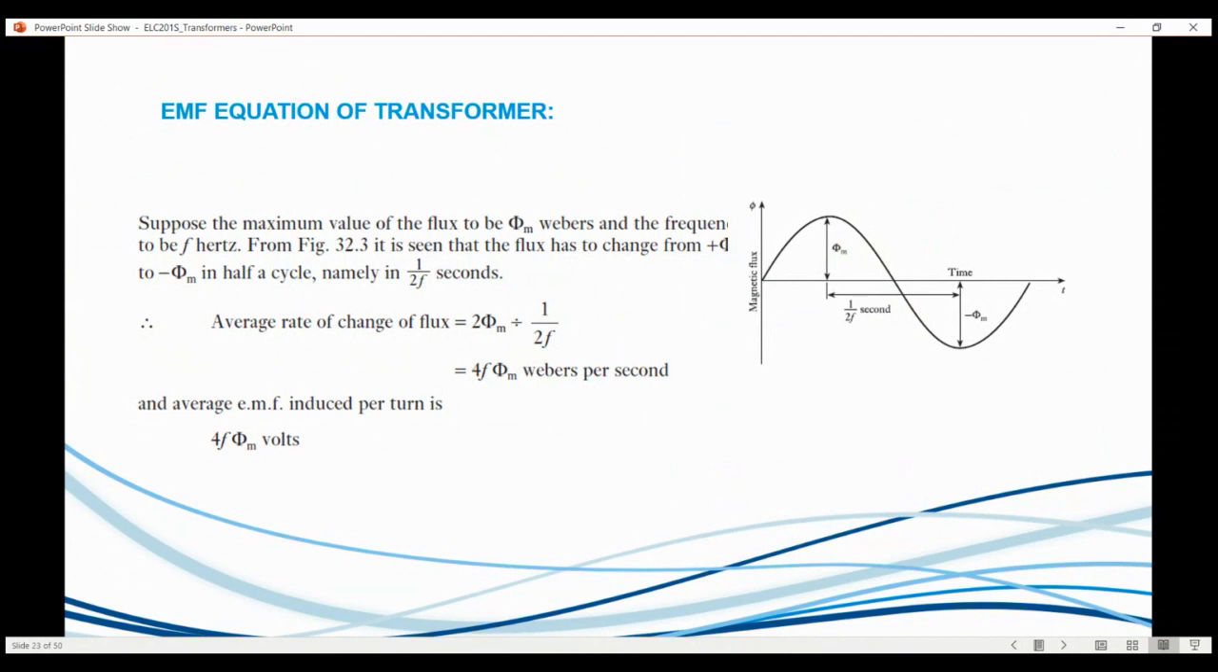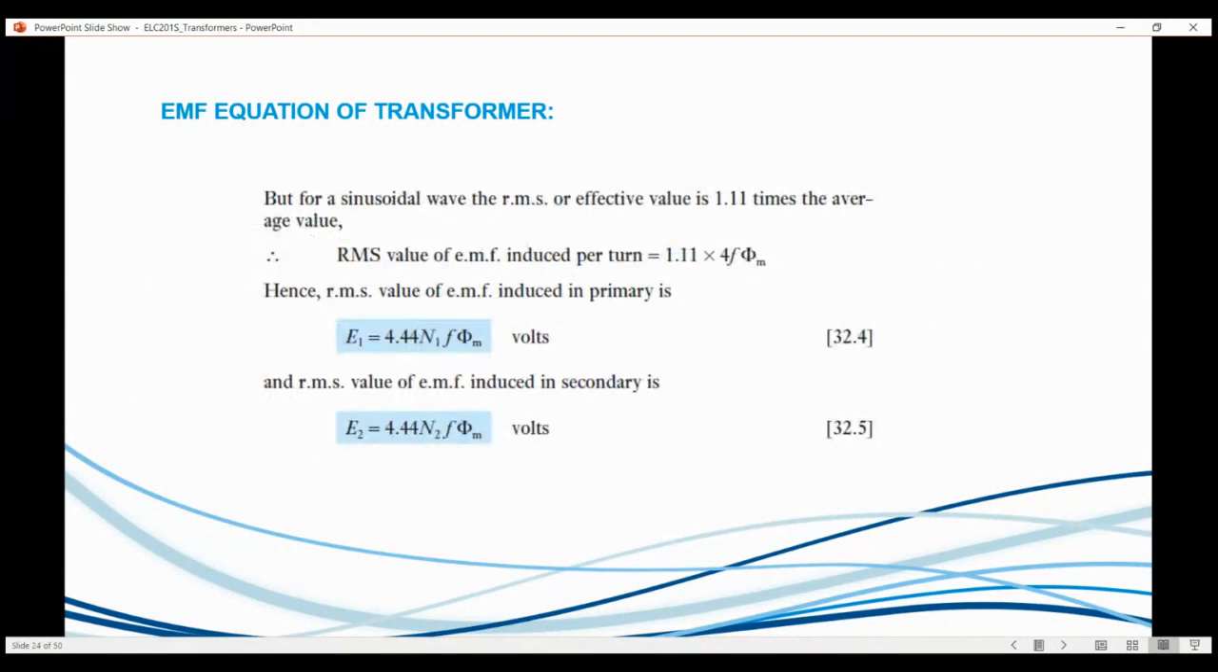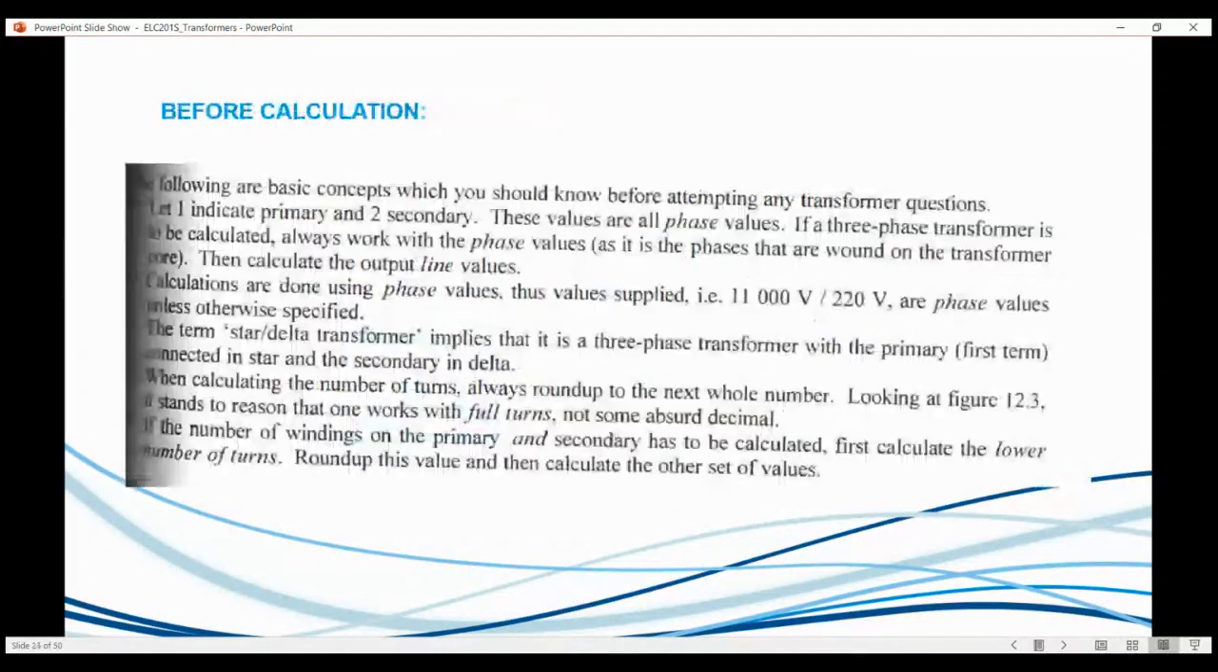There is an equation for EMF which you need to know. Long story short, I did mention the magnetic flux is changing over time within the core, remember it's alternating. Essentially, we're taking a half cycle, or half over 2f, and the average rate of change of the flux is two times the amount of flux, which is the positive and negative side. And we multiply by the form factor, which is 1.1, if you remember, for a sinusoidal curve. Different curves have different form factors.